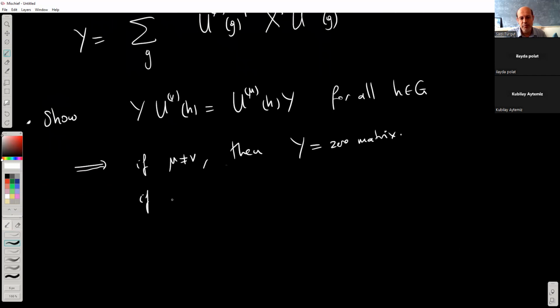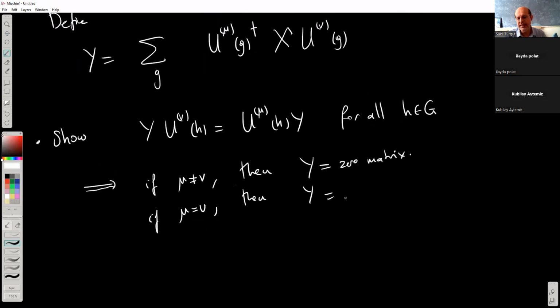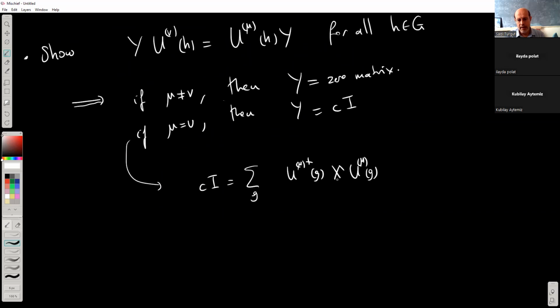And if mu is equal to nu, then in that case Schur's first lemma applies, and y is just a multiple of identity. In that case, that's what we do, right? We just write down C times identity in here, and then write down this relationship, u mu dagger g x u mu. We would like to then compute the coefficient in here. So that's the problem.